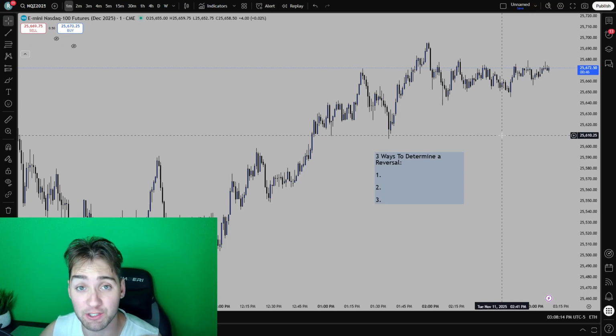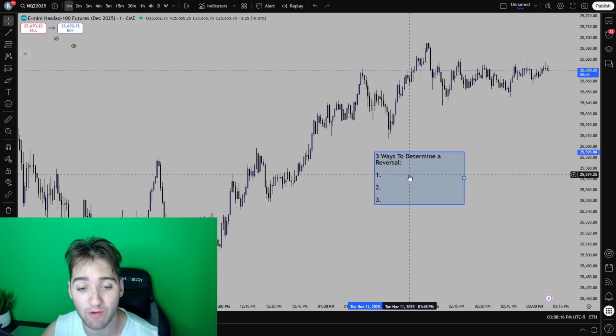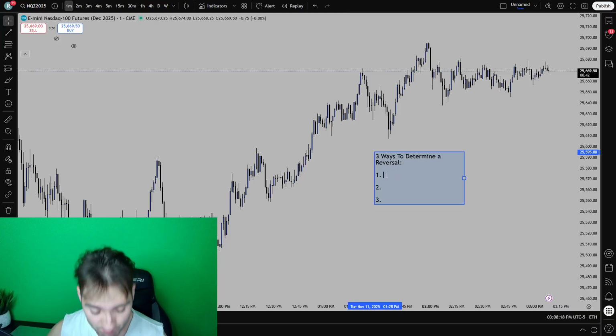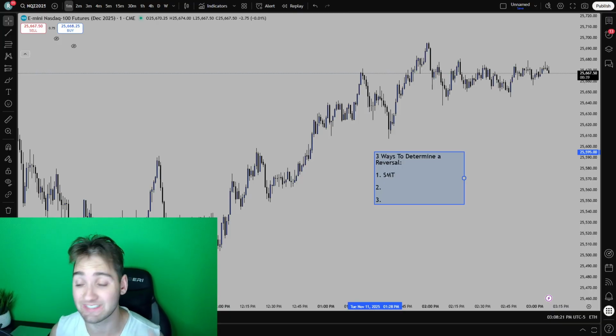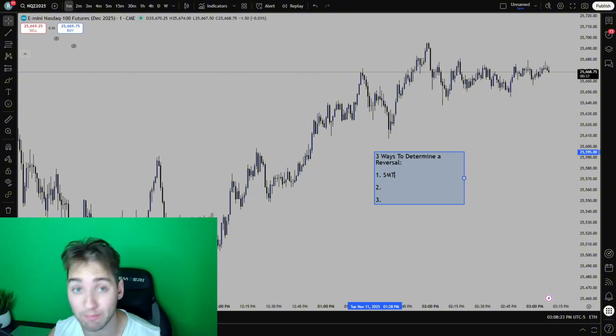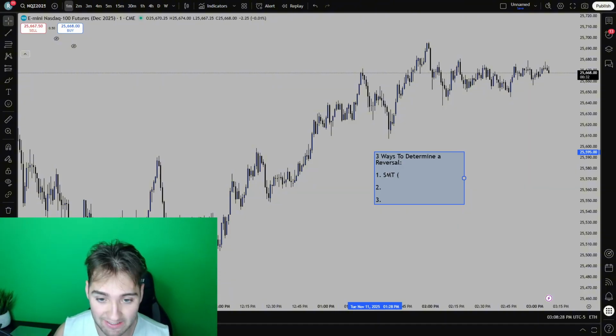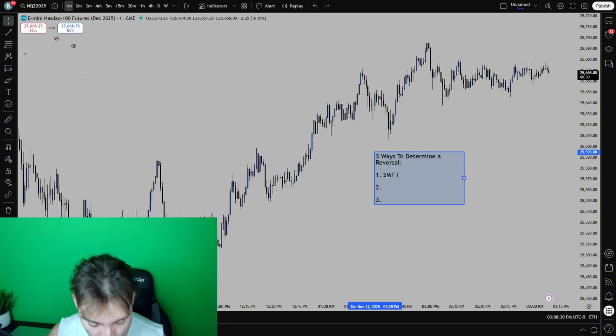So there are three ways to determine a reversal, guys. And the first way, of course, people know this, is probably the most common one out of the three, but stay until I tell you about the third one because it's nuts. This is just simply an SMT divergence. Again, it's a correlation.